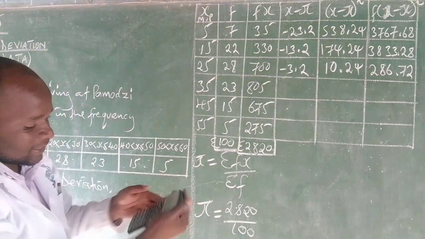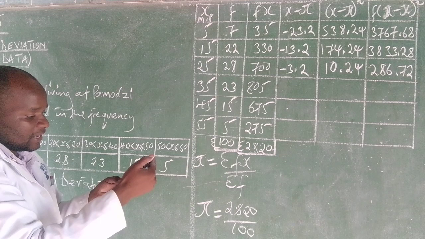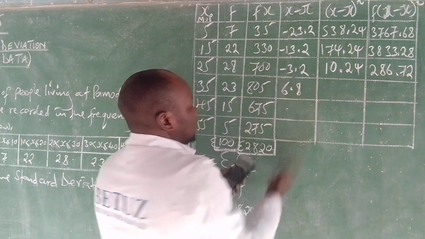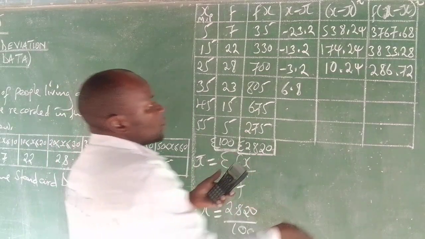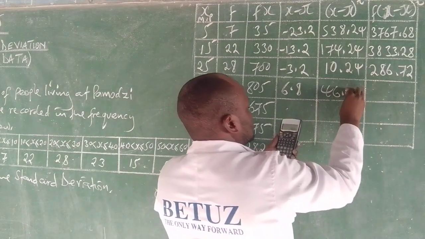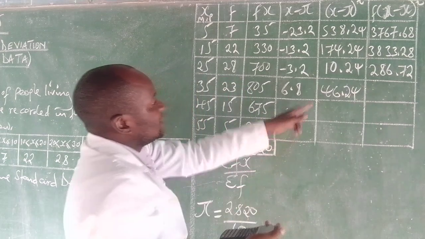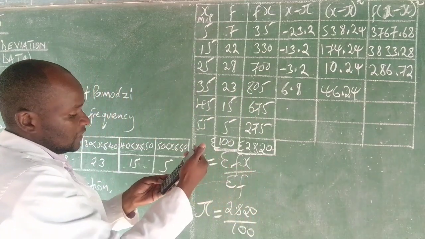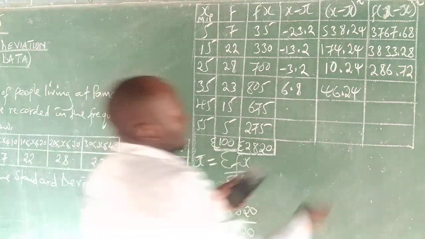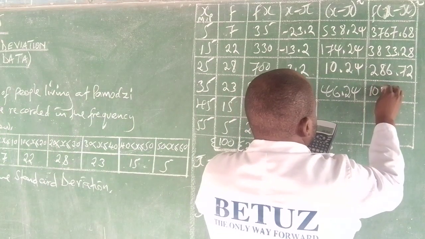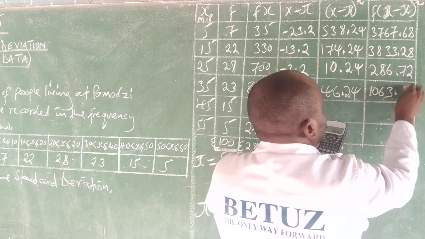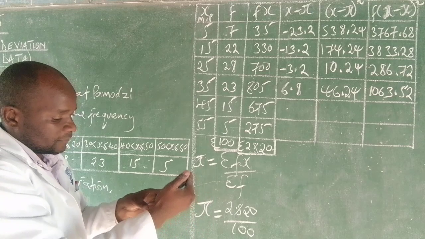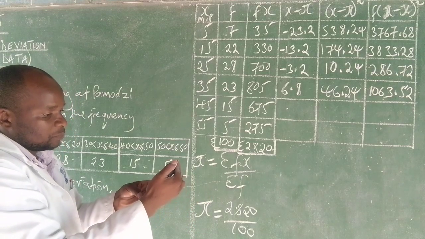286.72. Next is 35 minus 28.2, which is the mean. We are getting 6.8. We square that, we are getting 46.24. Then this multiplied by the frequency, that is 23, we are getting 1063.52. We go to the next part, that is 45 minus 28.2.